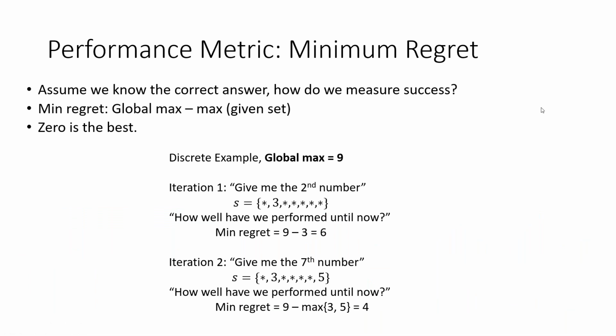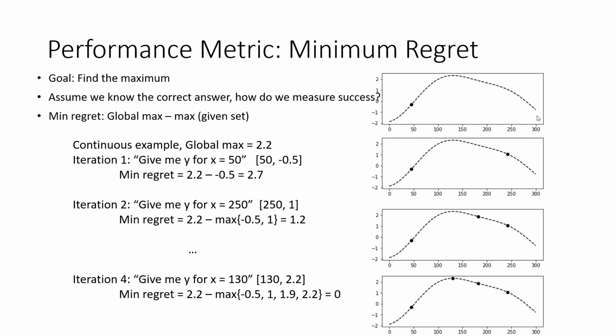So if we know what the actual maximum is, and we're doing Bayesian optimization, we're trying to find the maximum, and we already know what the maximum is, then we can use a technique called regret, or simple regret, or minimum regret, to benchmark our algorithms to see how well the Bayesian optimization algorithm works to find the maximum that we already know. So let's actually go to this other example here.